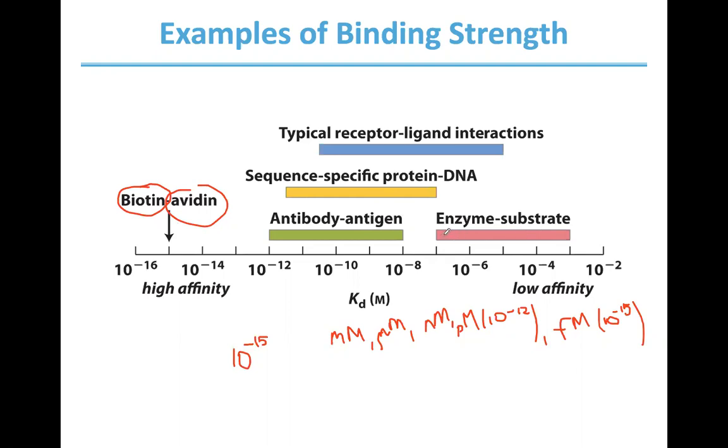Why do you think that is? Why do you think other types of recognition, DNA protein, antibody, antigen, have higher affinity than enzyme substrate? Because enzymes are more temporary than like a sequence specific protein in DNA.